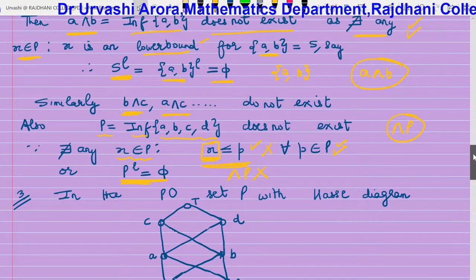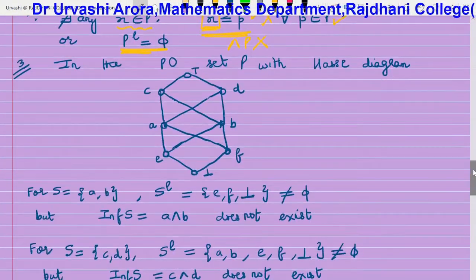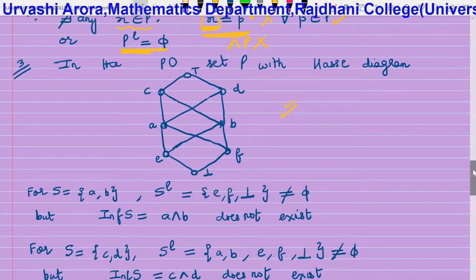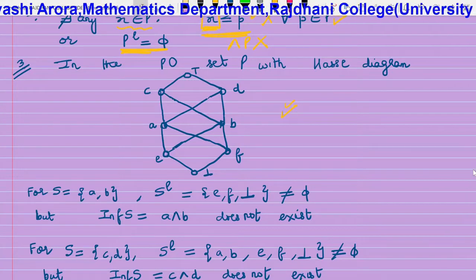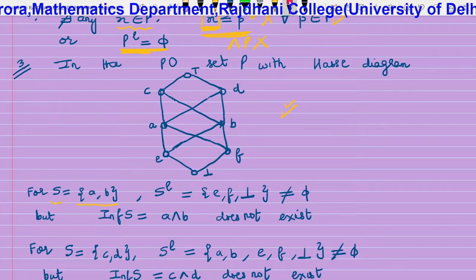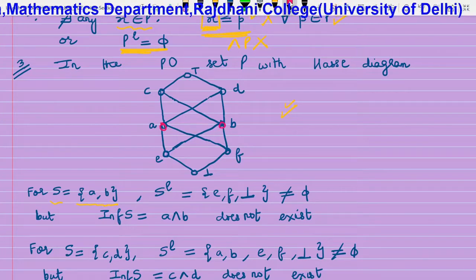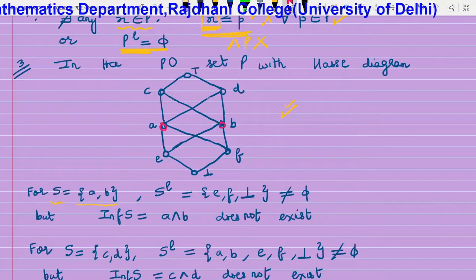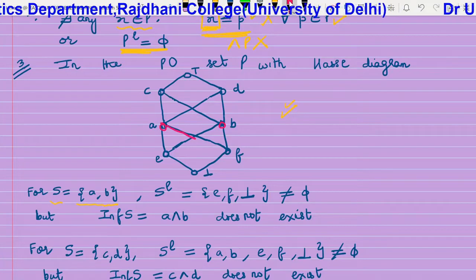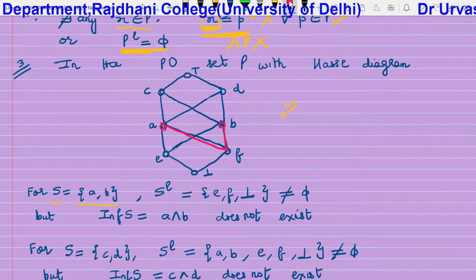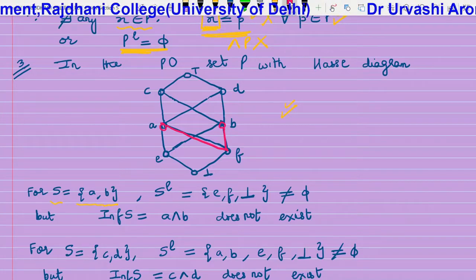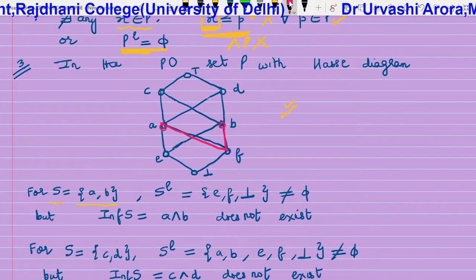Now coming to the third example, take a PO set P whose Hasse diagram is this, and we try to find the set of lower bounds for the set S consisting of A and B. If you take a look at the Hasse diagram, we can see that F is at a level lower than A and B. So F is acting like a lower bound because F is smaller than both A and B.